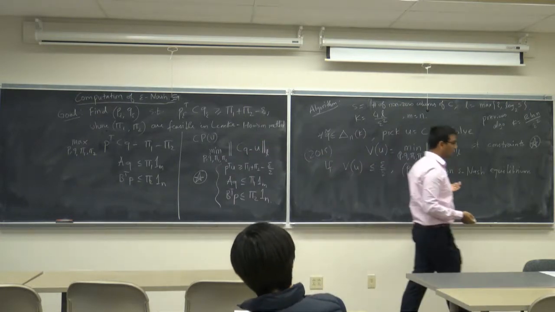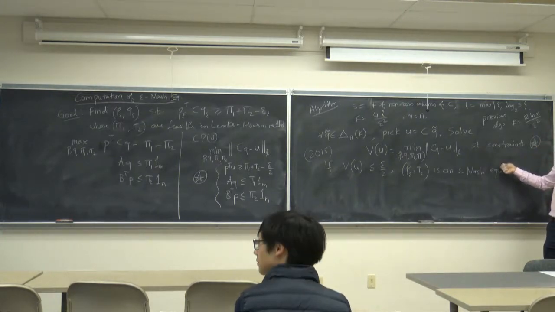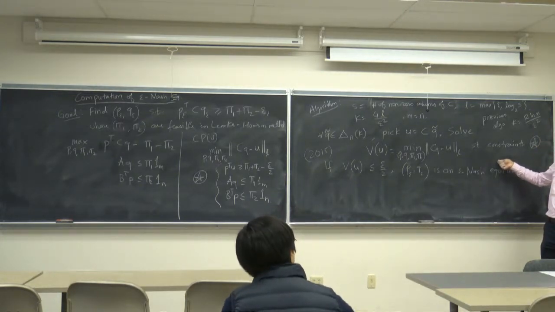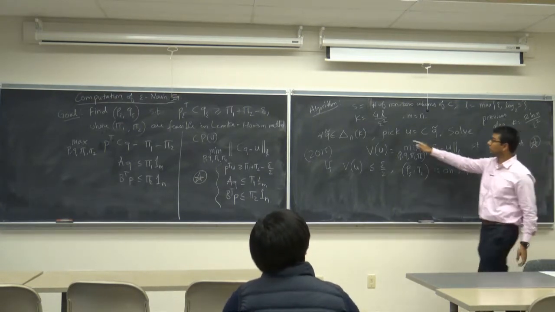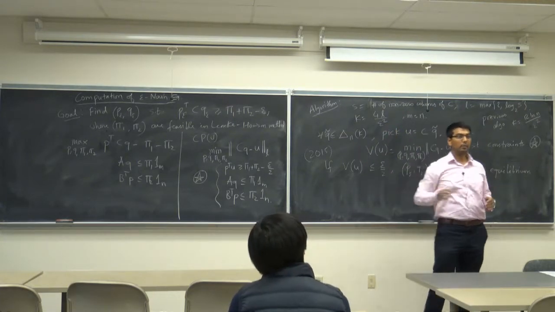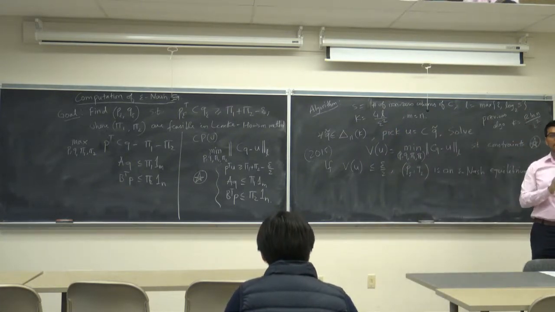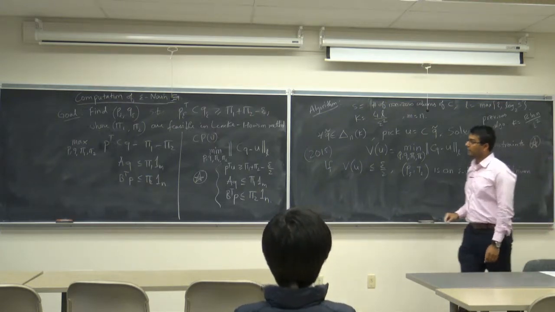Actually, Joe had implemented this algorithm last year. And as I mentioned, even though it's a polynomial time algorithm, because of this 1 over epsilon squared term, it really takes a lot of time to compute in some cases. So that's really an issue here.